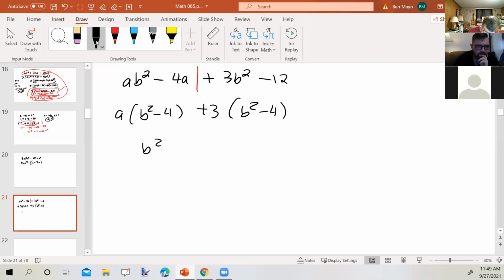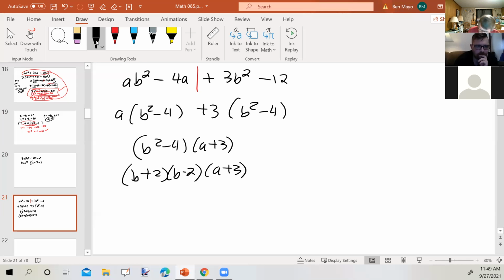Greatest common factor is b squared minus 4, a plus 3. Oh, but b squared minus 4, that's the difference of two squares. B plus 2, b minus 2, and then a plus 3. So are you through? It ain't over till it's over. Make sure.